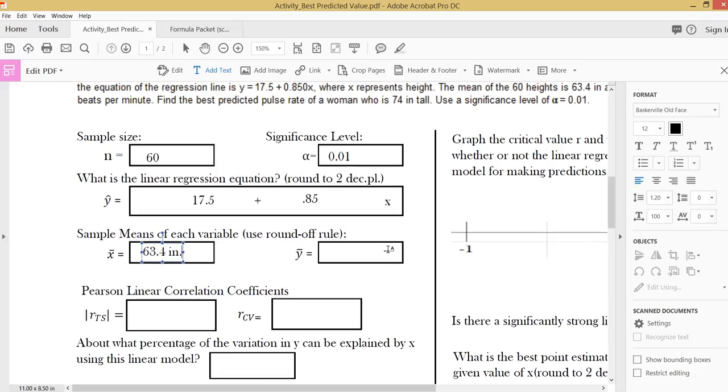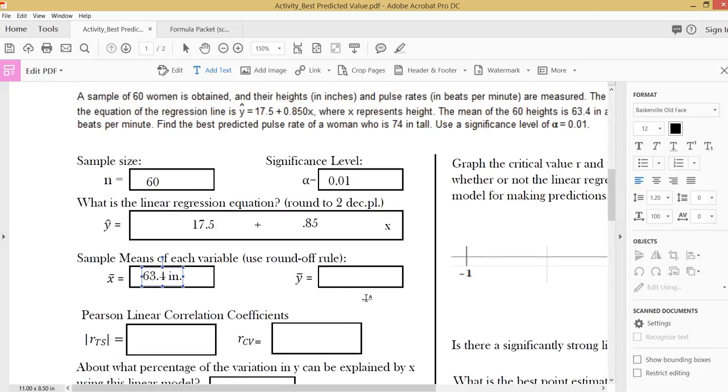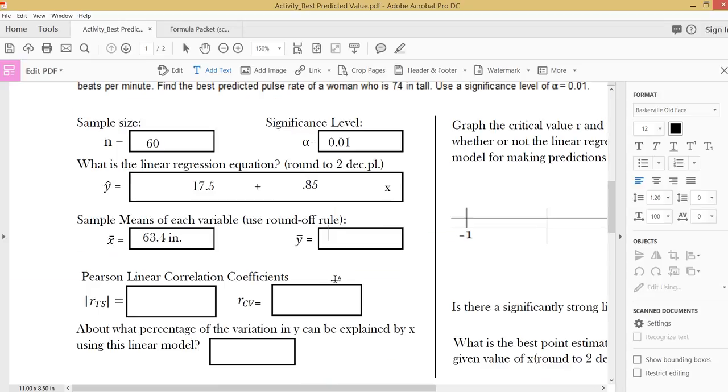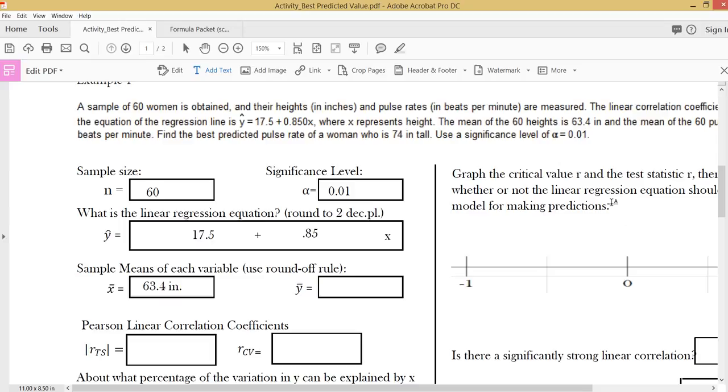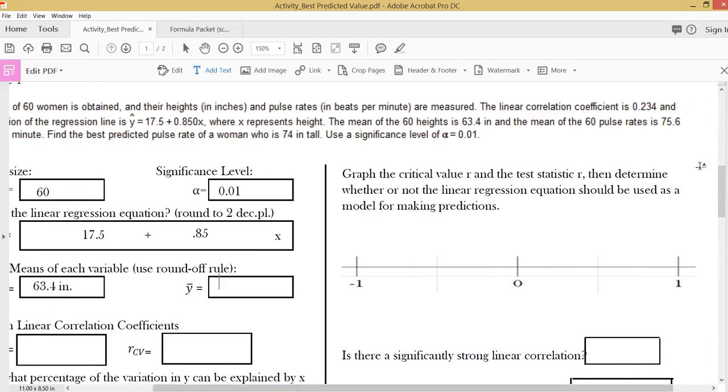And then for y bar, well, if the x represents height, what's the other variable? The other variable is pulse rate. And so the average pulse rate of those 60 women was, it's over here, 75.6, right? So we'll put in 75.6 right here. And that is beats per minute, pulse rate, beats per minute.